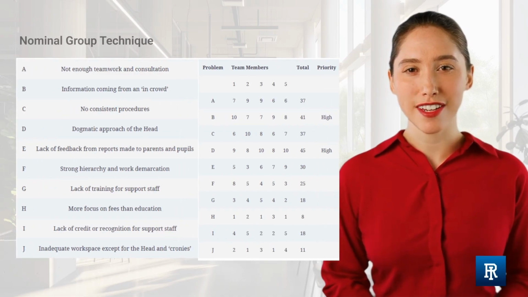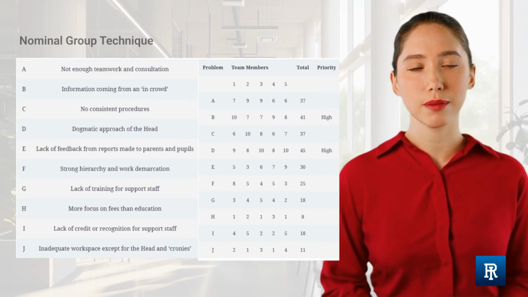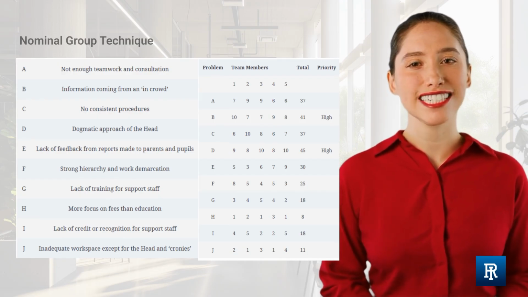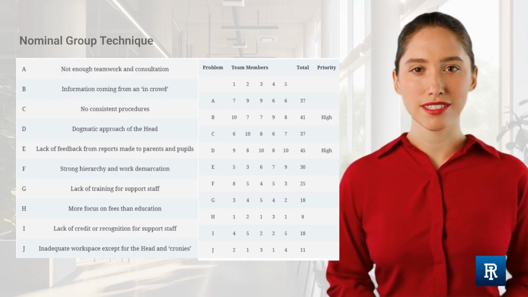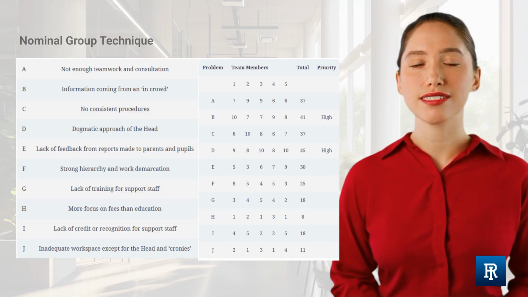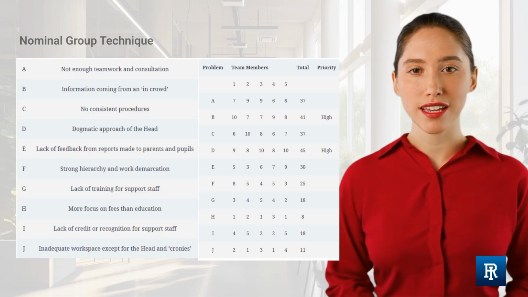Nominal group technique, or NGT, is a great follow-up to a brainstorming session. It helps you prioritize ideas in a structured and democratic way. Everyone votes, items of importance are ranked, and no one dominates. There are 5 basic steps with the nominal group technique.